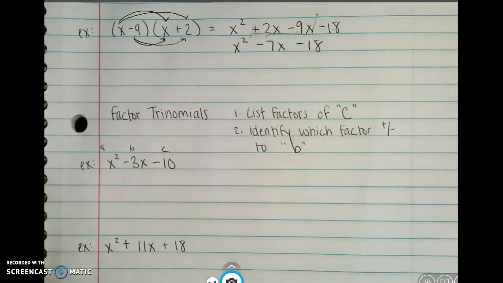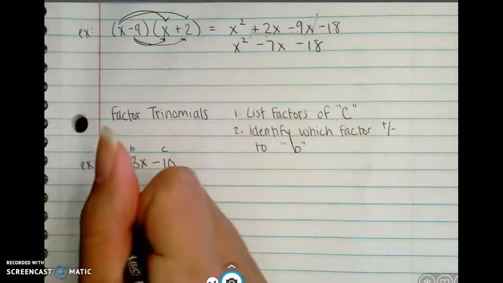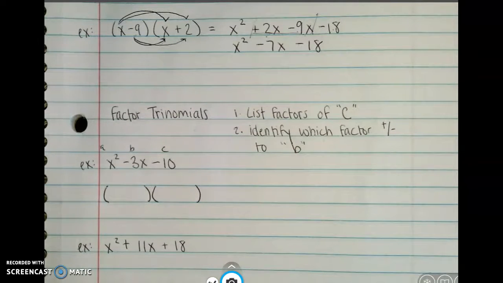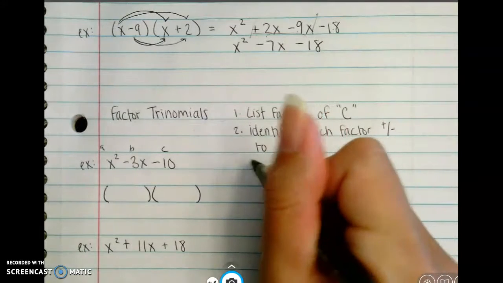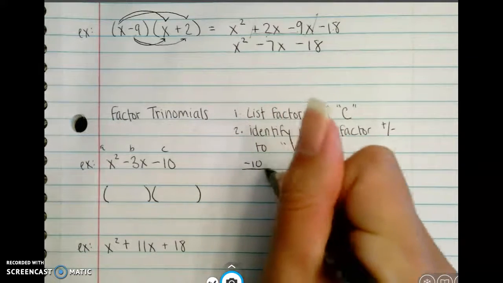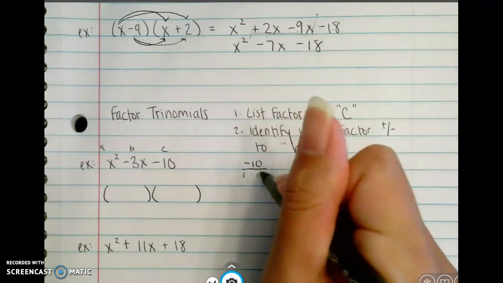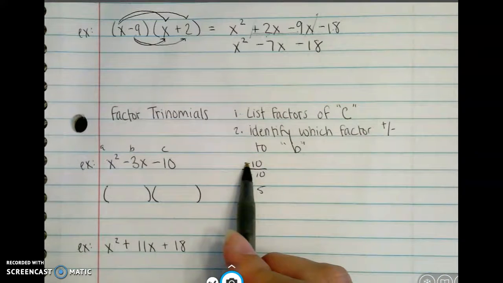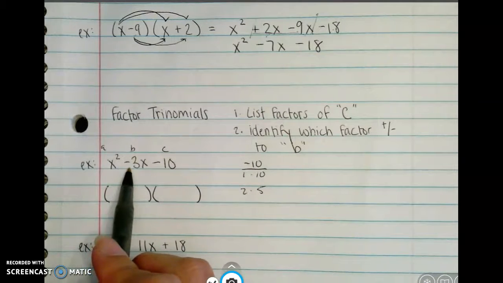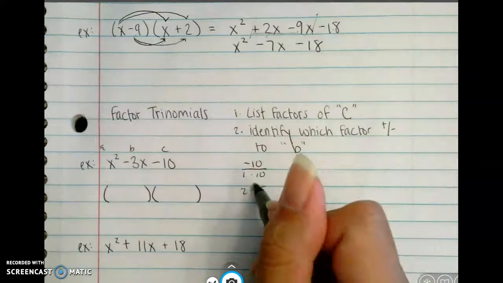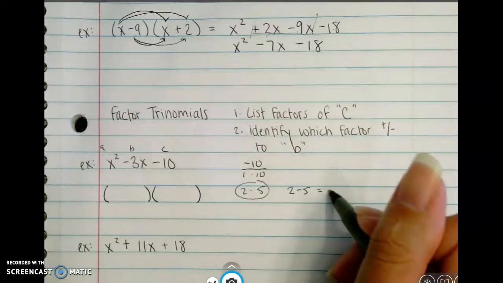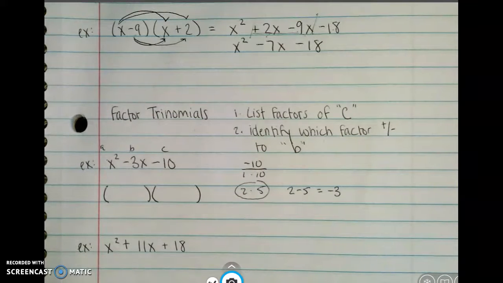So in our problem, we're looking at our trinomial, and we already know that when we factor it, we're going to get two binomials. So I'm looking at -10, and the factors of -10 are 1 and 10 and 2 and 5. Because it's a negative, we're looking at subtraction. So which pair subtracts to give you -3? If you subtract 2 minus 5, that equals -3. So those are the two numbers that we're going to use.